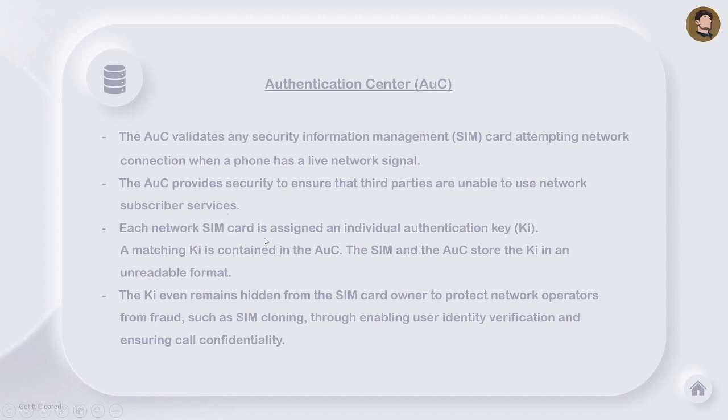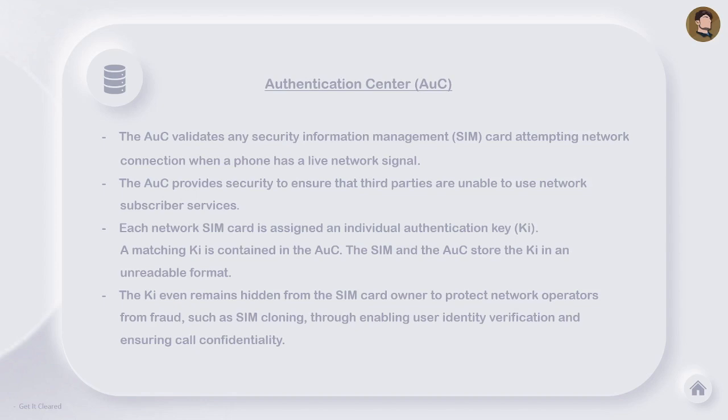Each network SIM card is assigned an individual authentication key, Ki, and this key and a matching key are contained in the AUC. So remember, when you buy a new SIM card, they tell you to wait for 8 hours or 5 hours and so forth, because you are being authenticated, and the AUC is the one which authenticates you. And whenever you make a call, not just one time, each and every time, it takes a certain time before you can hear that ringing sound, right? For that time period before you hear the ringing sound, you are actually being validated.